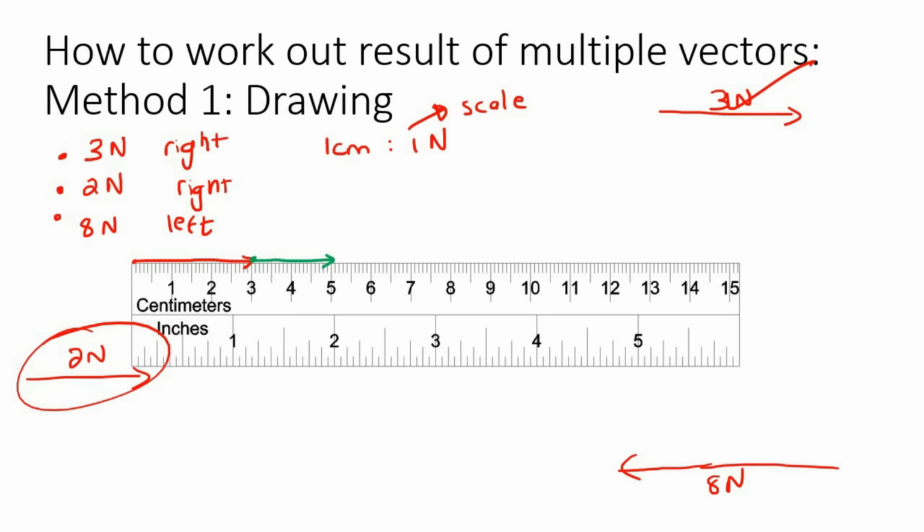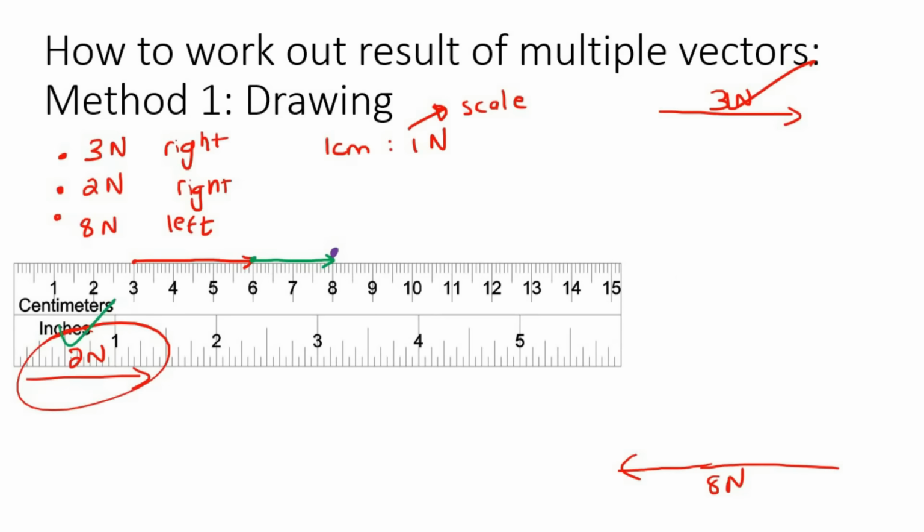You could have reset your ruler and put the 0 of the ruler here again. It doesn't really matter. So you see how I connected the head of the previous one to the tail of the new one. Now you're going to do the same with this one, but this one is going to the left. So we go from here, which is the head, and we go 8 to the left. I'm not able to move my ruler around as much as I would normally want to, so I had to do it in a bit of a weird way.